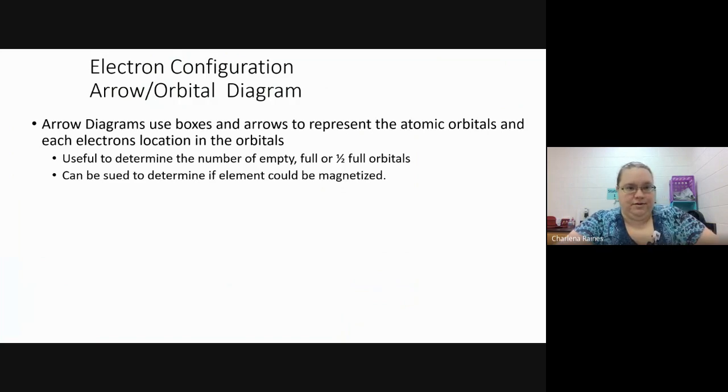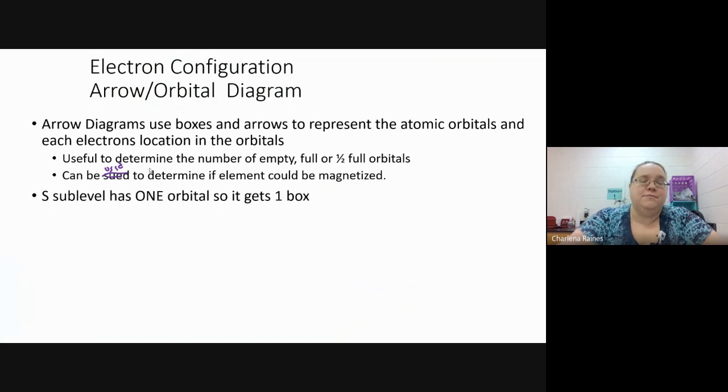Oh, dyslexic moment. So arrow and orbital diagrams are very, very useful in the fact that they allow us to determine how many empty, full, or half-filled orbitals an element has. This lets us predict if an element is going to be magnetic or paramagnetic, which means it can be magnetized. It'll also let us predict if an element is more likely to gain or lose electrons just by looking at the arrow diagrams.